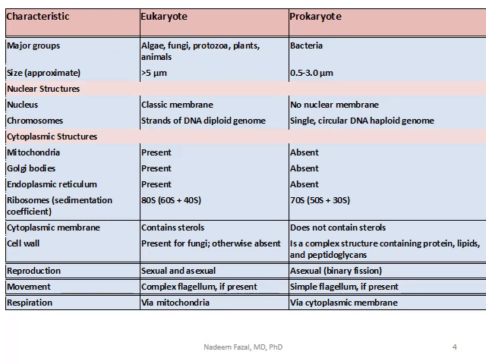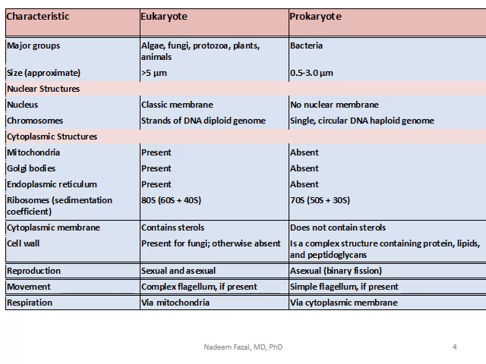There's a classical membrane as we have, as compared to no nuclear membrane in bacteria. As far as chromosomes are concerned, there are strands of DNA, diploid genome, very commonly asked question and very important, as compared to single circular DNA, which is haploid. So this is the major difference that we have. Then you can see from here, mitochondria, Golgi bodies, and endoplasmic reticulum are pretty much absent over here as compared to other eukaryotes.